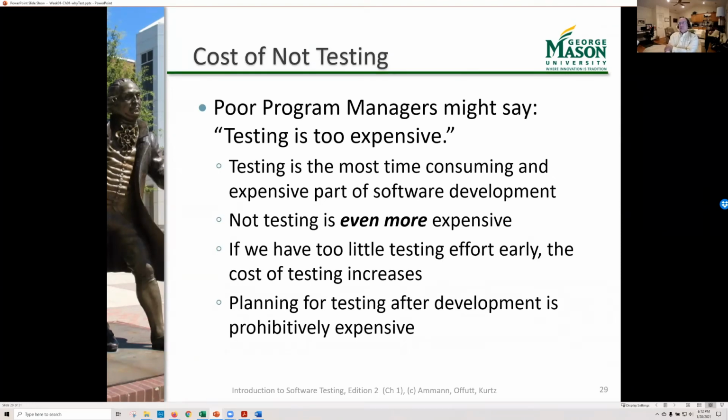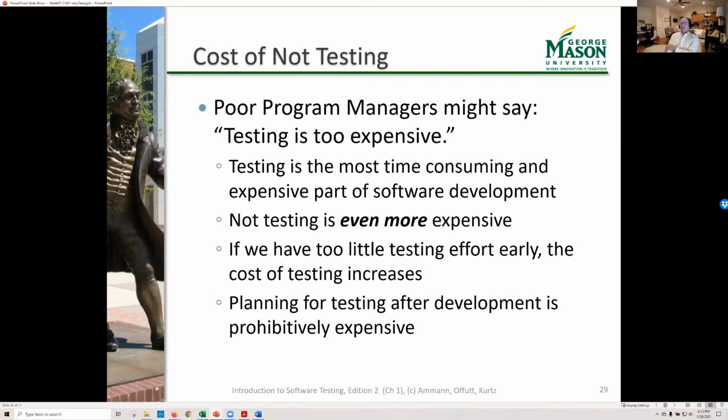So testing has a cost. Testing has a big cost. Testing is expensive. The problem is that not testing is even more expensive. Testing is often the most time-consuming and the most expensive part of software development. If we're writing good unit tests, for example, I might have 4 or 5 times as many lines of test code as I have in the code that I'm testing. So if I wrote 1,000 lines of code as part of my product, I might have 3 or 4 or 5,000 lines of code to test that. That's a massive investment.